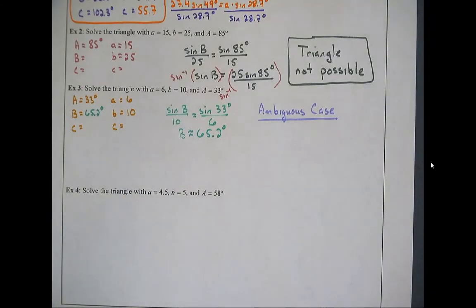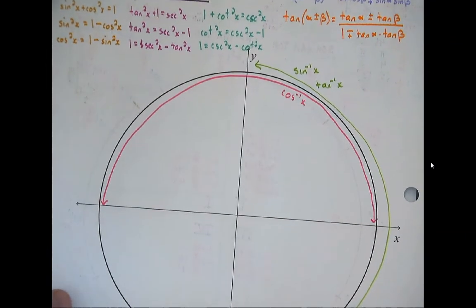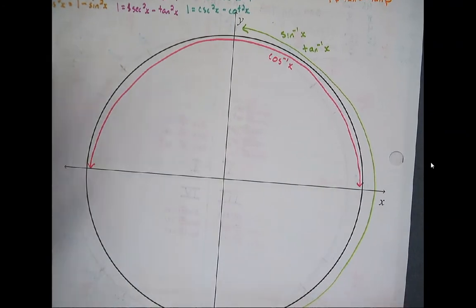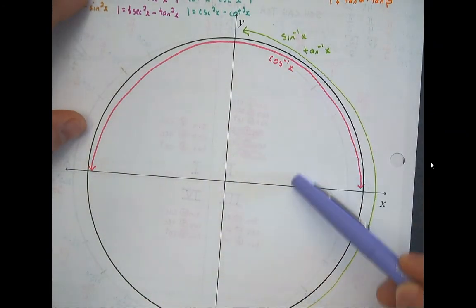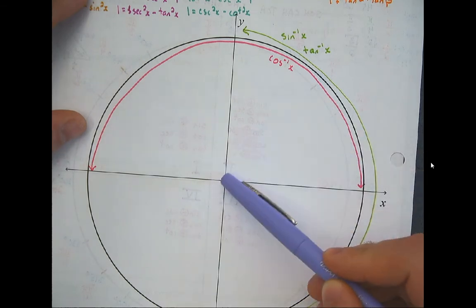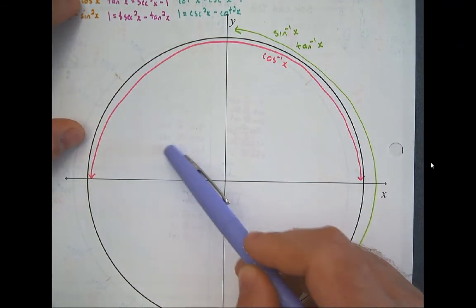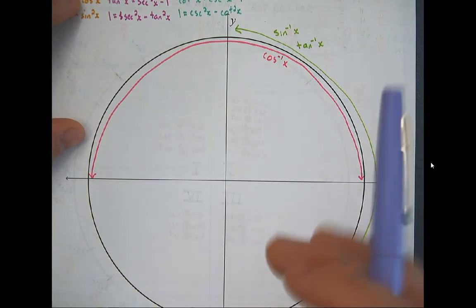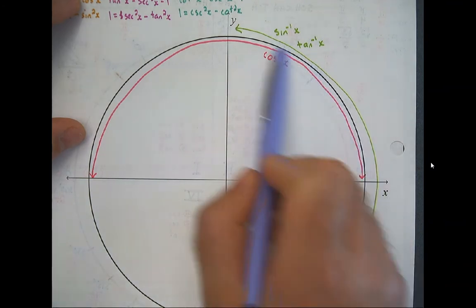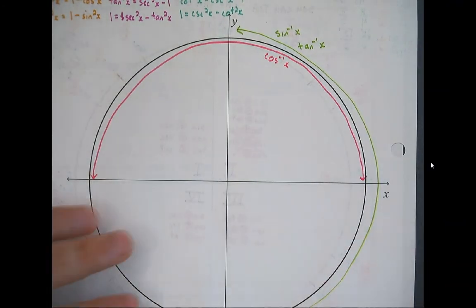Is that a better way to explain it? Think about this. If I said solve an equation with sine, what's sine of, let's say, 60 degrees? Square root 3 over 2. What's sine of 120 degrees? Still has that same value. These two triangles that I just drew both have the same sine value. Both of them work.